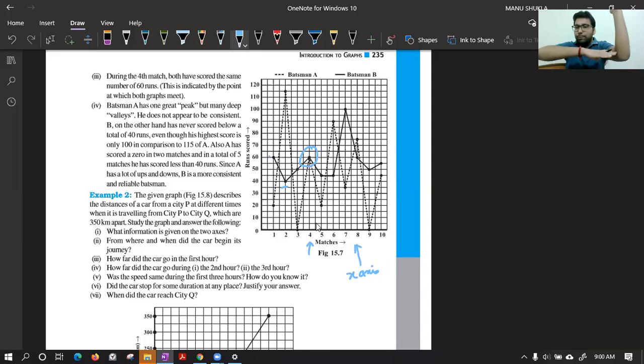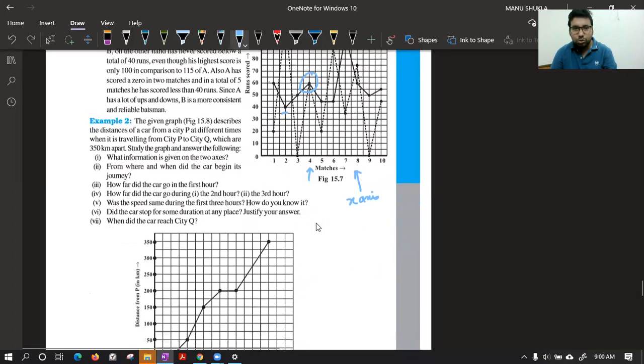And they both are perpendicular to each other. You can see, you cannot draw like this. This is also a number line, but they both are intersecting at a perpendicular angle. So they both are at 90 degrees to each other. Now let us see example number 2.